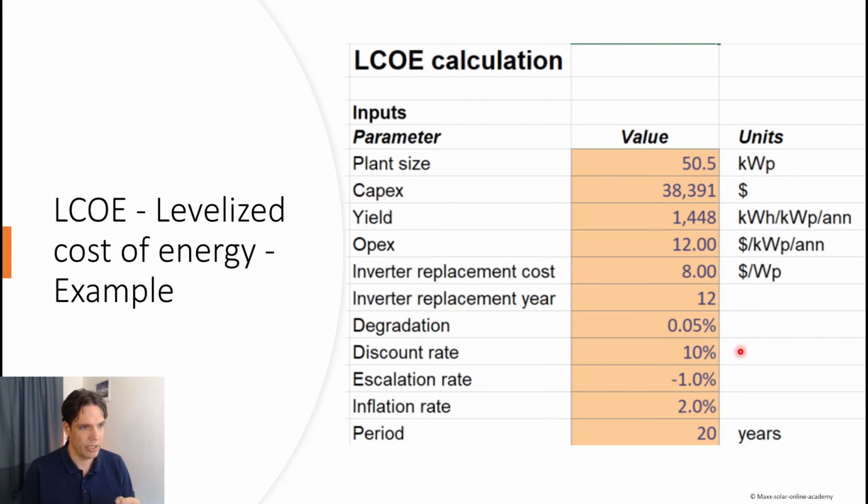Discount rate, also previously explained. The future value of money, and also energy, as energy can be converted to rands and cents or to money. Your energy value also needs to be discounted. Then your escalation rate, your inflation rate, and lastly the period, in this case 20 years. You can also make it 25 years, which is actually a bit more typical.